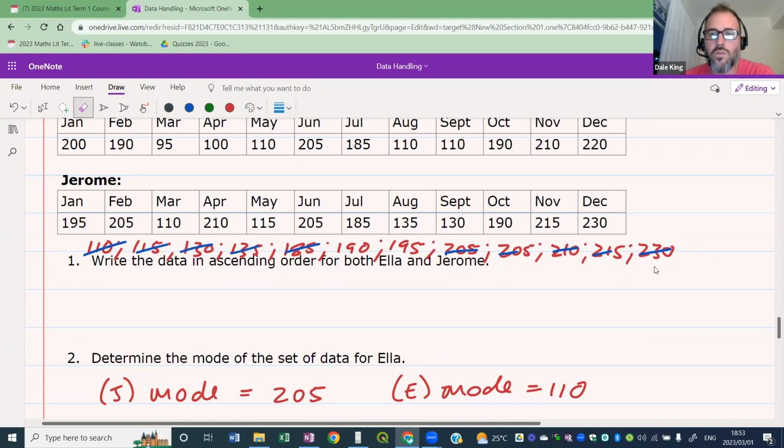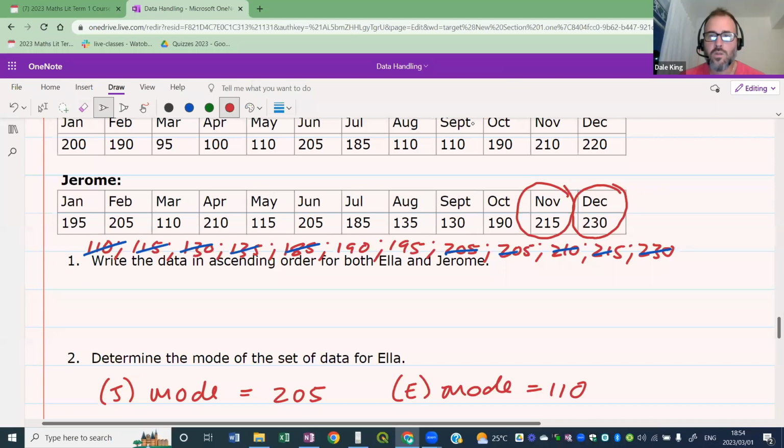Okay, so 215 and 230 are the two highest sales, so the two highest months. So 215, I'm looking for it. It is November. And 230 is December, which makes absolute sense. Tourists will come towards Christmas time. Okay. Well done, guys. Well done.